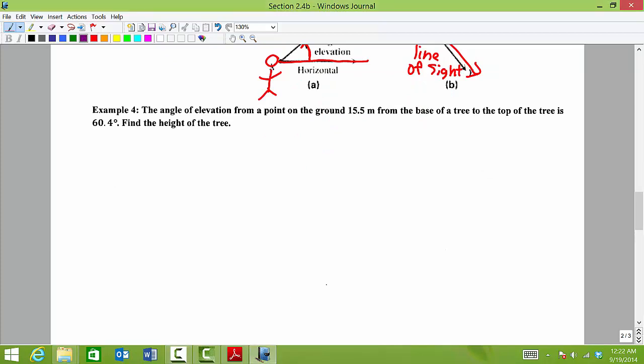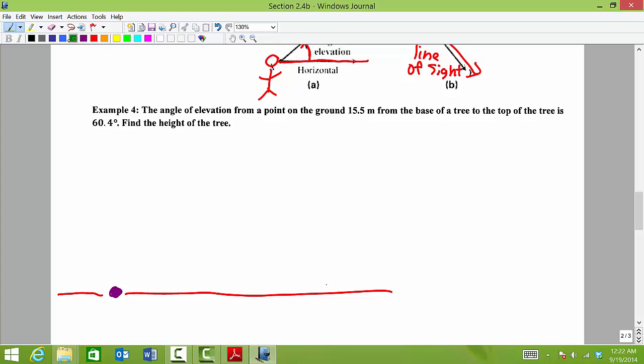Here in example 4, we're going to solve our first problem dealing with the angle of elevation. And we have the angle of elevation from a point on the ground. So here we have our point on the ground. Let's say this is our ground. The angle of elevation from a point on the ground that is 15.5 meters from the base of a tree to the top of the tree is 60.4 degrees.